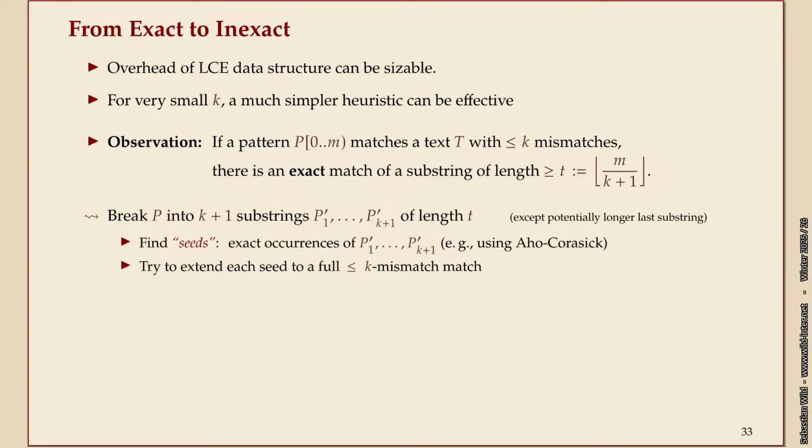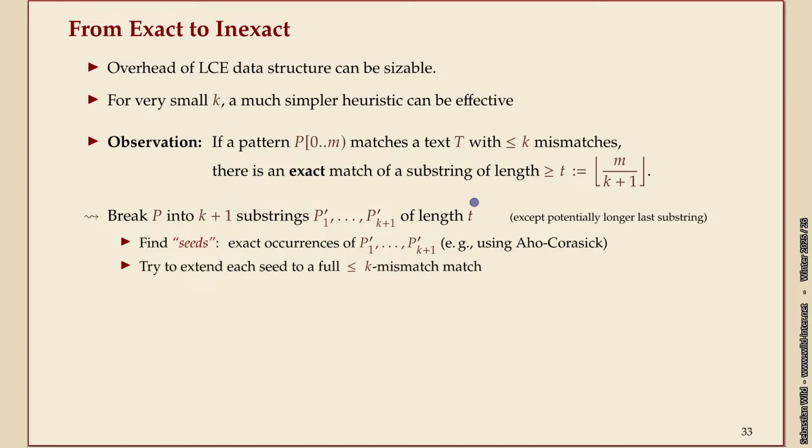So we can use this observation by breaking our pattern into k+1 substrings, each of length t. And if there's something left over, you make the last one a bit longer. That doesn't matter. All that matters is that if I'm finding exact occurrences for these fragments, there are k+1 of them. So if there's an occurrence where this pattern occurs with at most k mismatches, these k mismatches can only kill k out of these sub-patterns. There must be one left. And whichever you pick, it has length at least t.